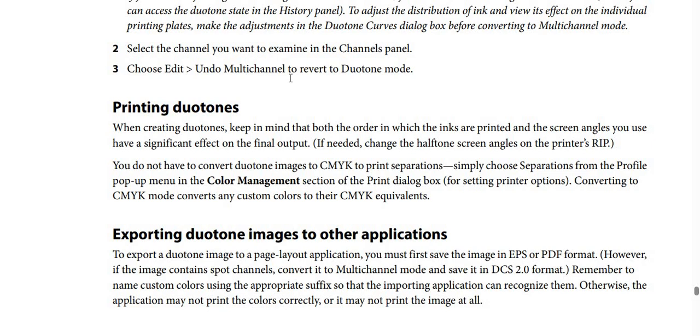To export a Duotone image to a page layout application, you must first save the image in EPS or PDF format. However, if the image contains spot channels, convert it to Multichannel mode and save it in DCS 2.0 format. And remember to name custom colors using the appropriate suffix so that the importing application can recognize them. Otherwise, the application may not print the colors correctly, or it may not print the image at all.